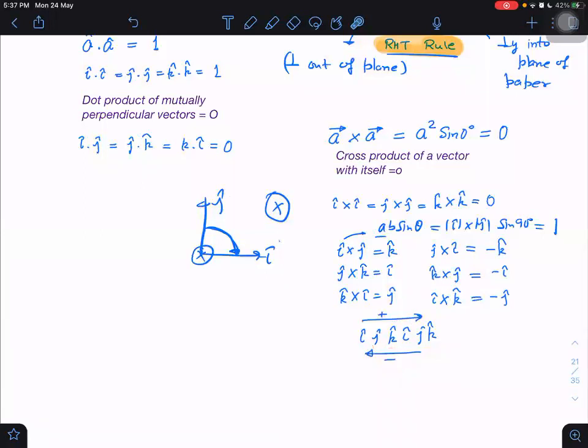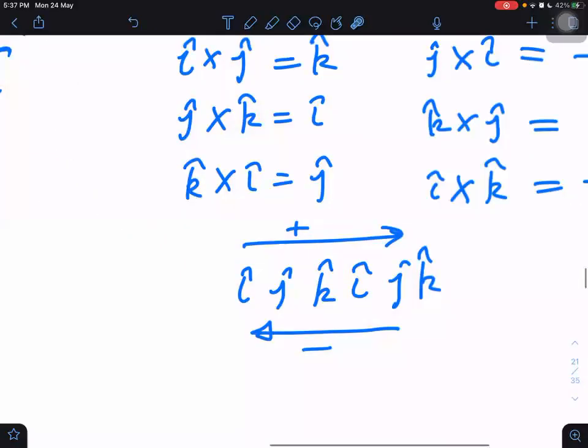For example, when I am going I cross J, I know what vector will come here. Third vector, whatever remaining is there, that is K. If I do J cross K, what will come? I. If I do K cross I, what will come? J. So see, we are going in alphabetic order. I cross J equals K. J cross K equals I. K cross I equals J, and so on.